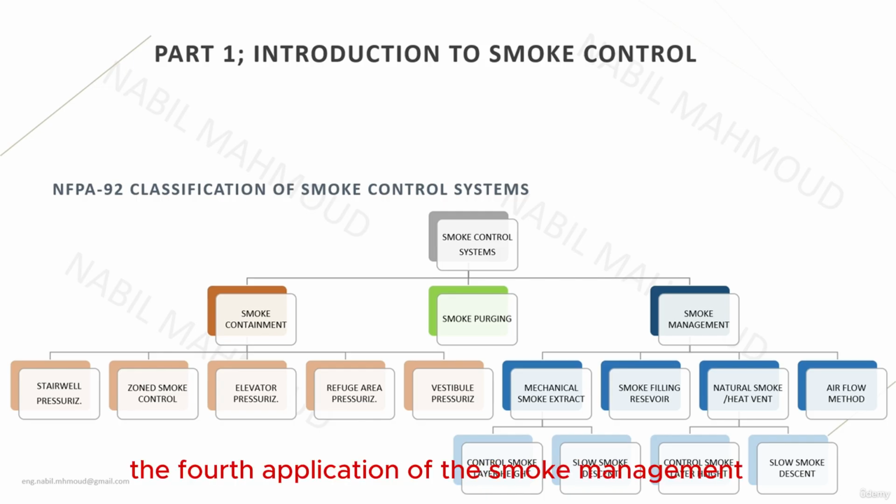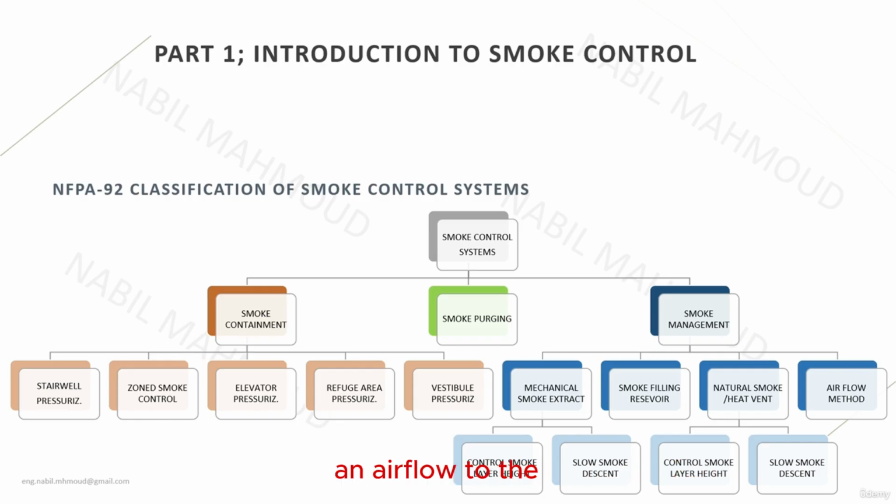The fourth application of the smoke management is the airflow method, and this is done by supplying an airflow to the communicating spaces or the spaces joining more than one space, especially in large volume enclosures such as atriums. This is done by supplying air to the corridors to prevent the smoke from traveling from the atrium to these areas, or to minimize the smoke spread into these areas.